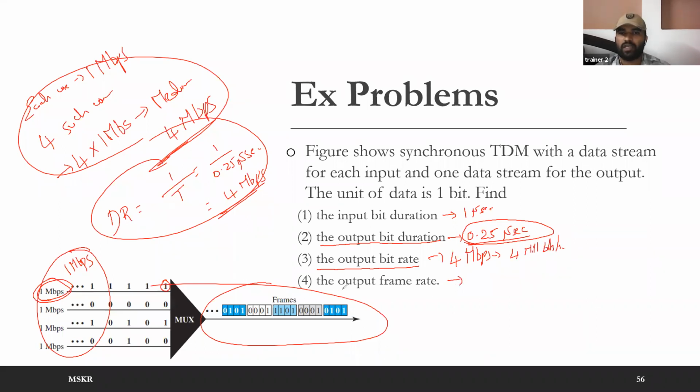Now, what is the output frame rate? That means they are asking you to find out how many frames are sent in 1 second.